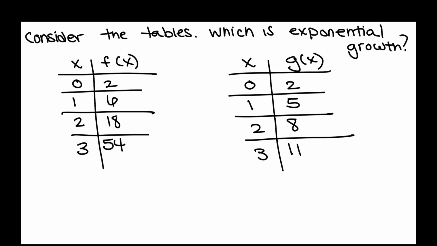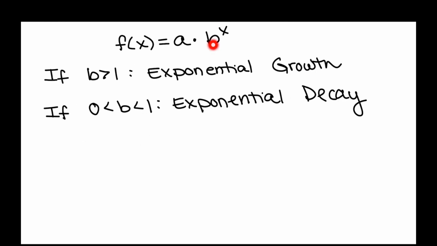So here I have two different tables of values, and the question is, which of these is exponential growth? So in both of these tables, the y values are increasing. So they're both describing some type of growth. But when we have exponential growth, the values are increasing by some factor or some multiplier. So we might see y values that are doubling or tripling or growing by 20%. So they're growing by a common multiplier or a common factor.